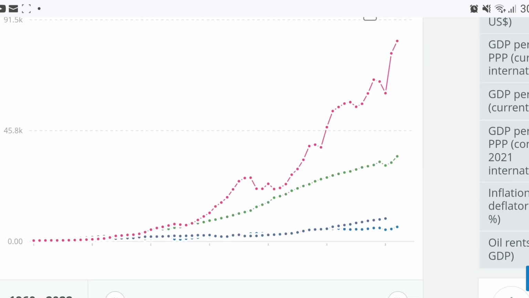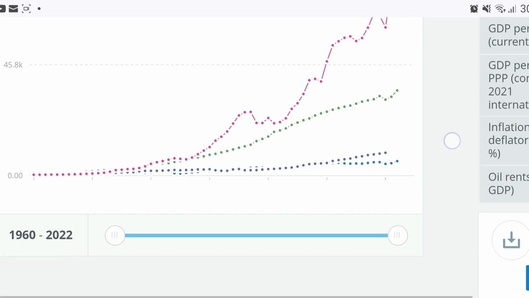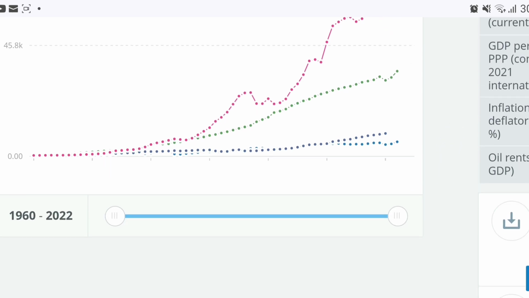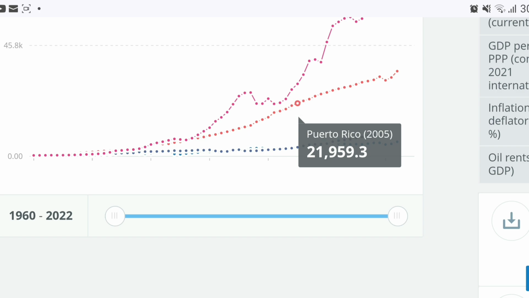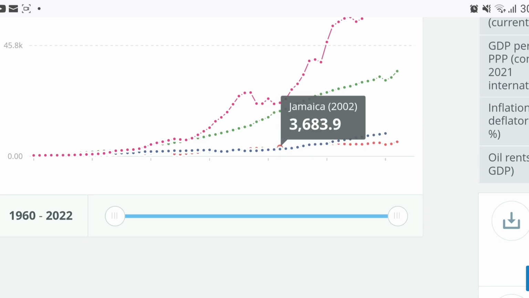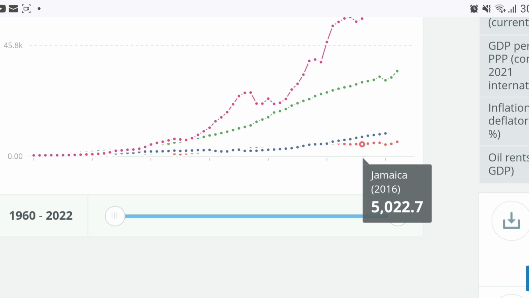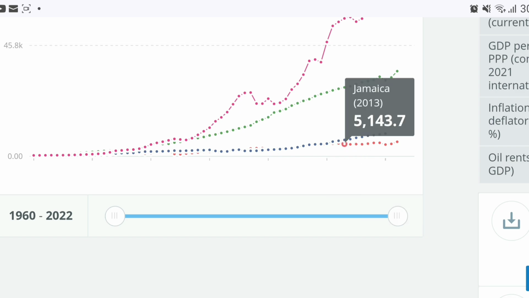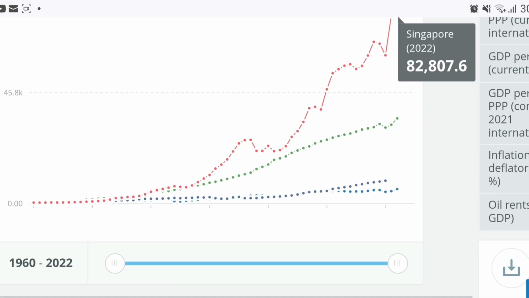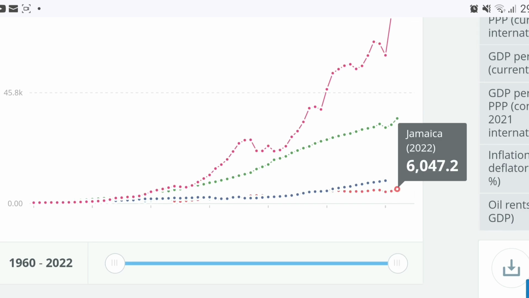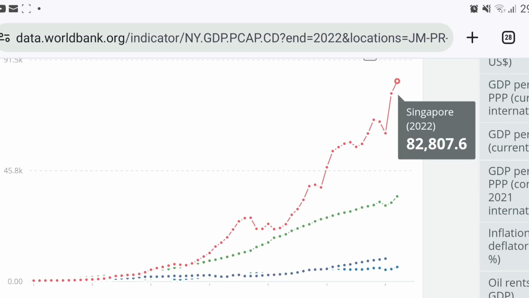Now, this graph, notice that all the countries started out similar. See? This is Singapore in the red. This is 2008. Similar period for Puerto Rico. Similar period for Jamaica. Similar period for Cuba. Let us look at them now. 82,807. While Jamaica is down here. That's how many times Jamaica. Persons who are good at maths can work that out. While Jamaica is right there, Singapore is up here.